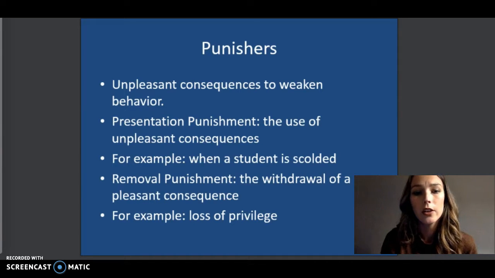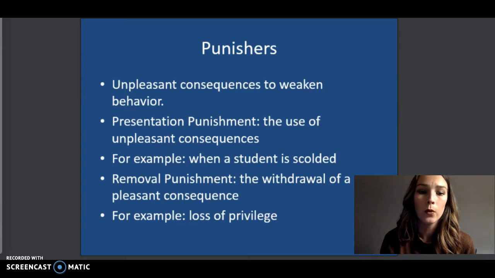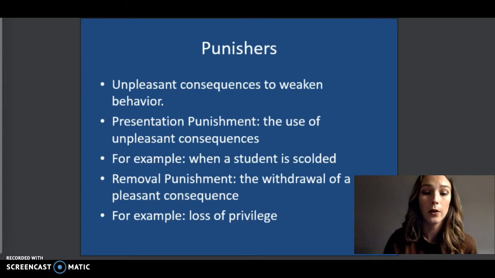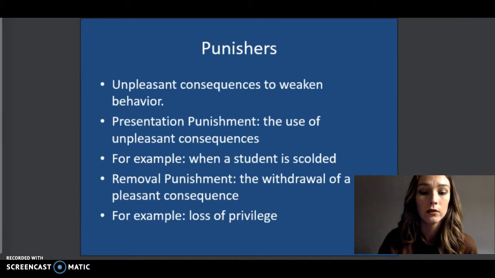Punishers. These are unpleasant consequences to weaken behavior. One would be presentation punishment, which is the use of unpleasant consequences, for example when you scold a student in front of the class. And then removal punishment is the withdrawal of a pleasant consequence, and that would be a loss of privilege. So to me, that could be used as taking away recess.